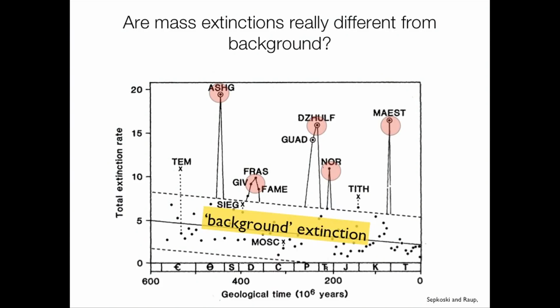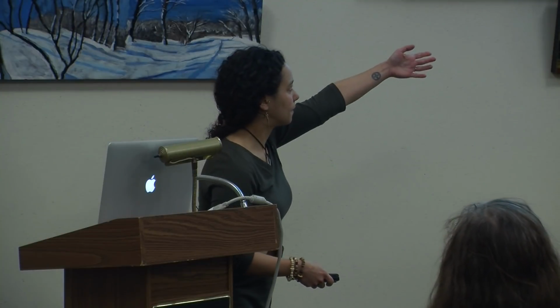And if we do this, we get another figure, also made by Jack Sepkoski. And the little pink circles here are highlighting our big 5 mass extinctions. So during these extinction events, extinction rates are elevated above what we consider to be background extinction, which is all this stuff here. So again, this is 600 million years here, and this is today. So we're moving this way. Okay? So they stand out in terms of rate.